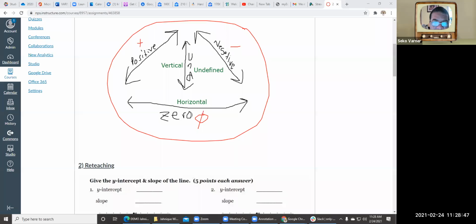It's also called a zero slope. This is a vertical line. It's also called an undefined slope. This is a positive slope. This is a negative slope. So positive, just imagine you were walking up the street and you had to go up a hill. That's a positive slope. If you're coming back and you're going down a hill, that's a negative slope. So that part makes sense to you, right?